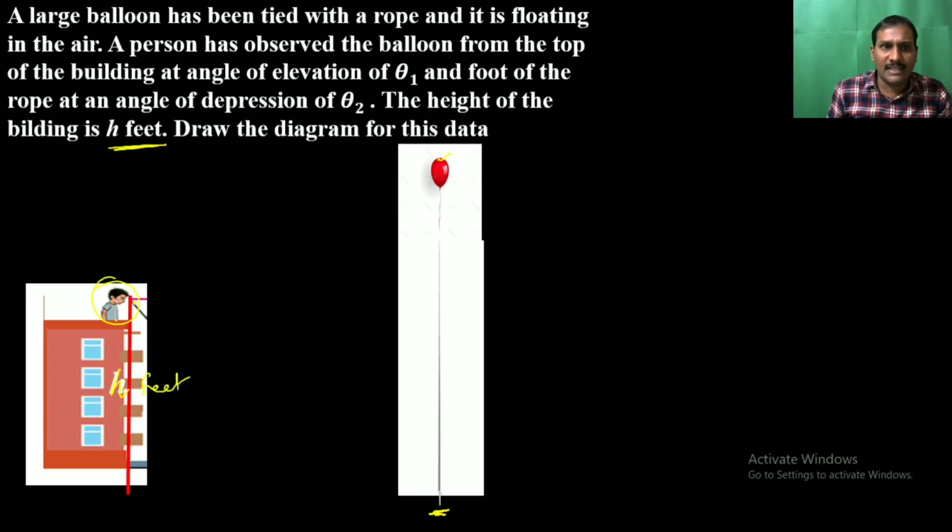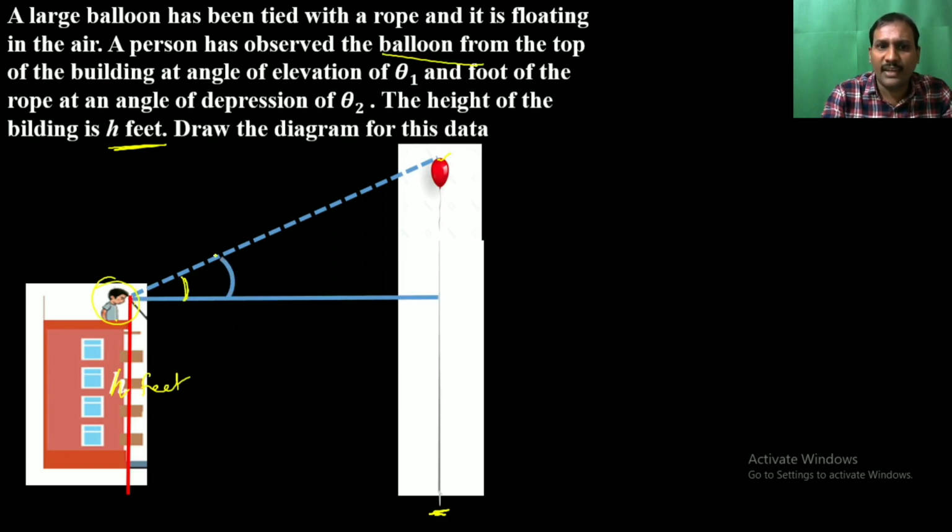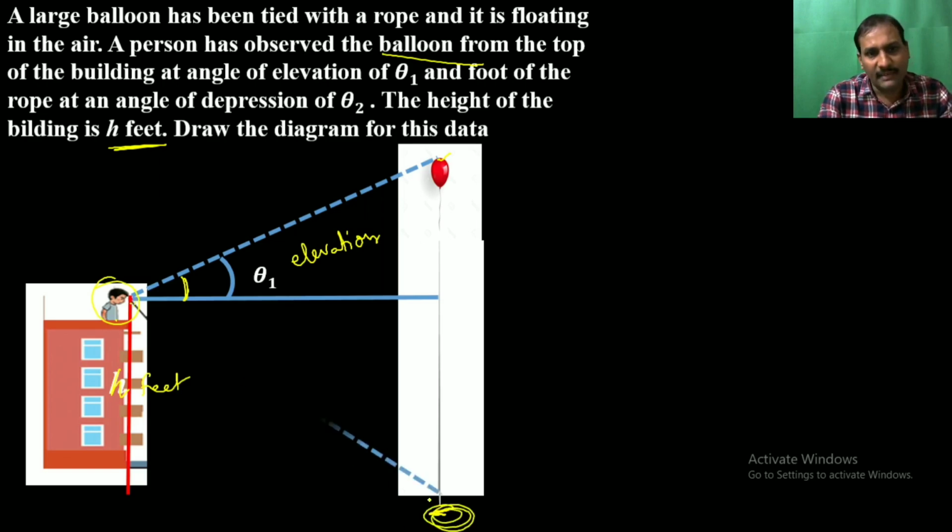So here the boy is standing. He is observing the top of the balloon, or you can say the balloon, from here. So this is the line of sight. Now this is the horizontal line, and this angle is the angle of elevation, that is theta 1. Next, he is observing from here the bottom of the thread. So that is the angle of depression, that is theta 2.